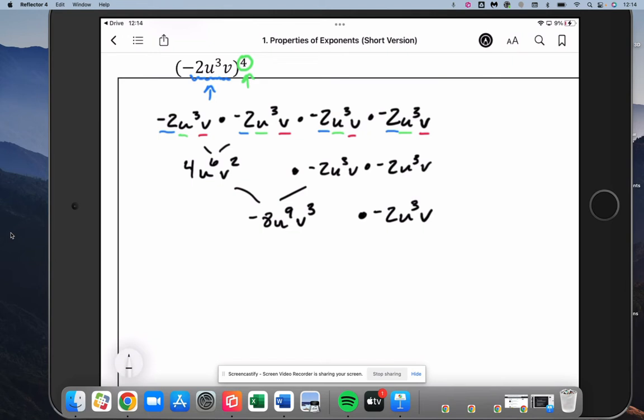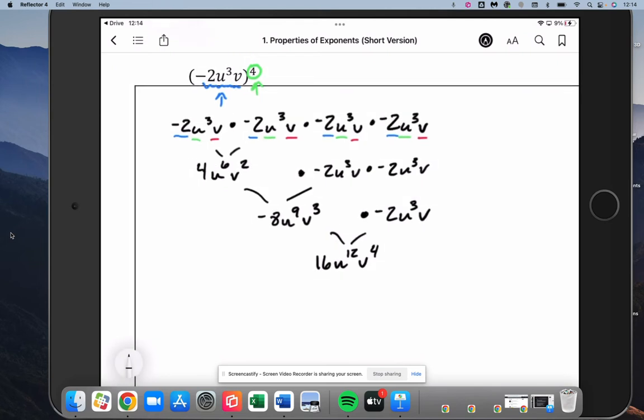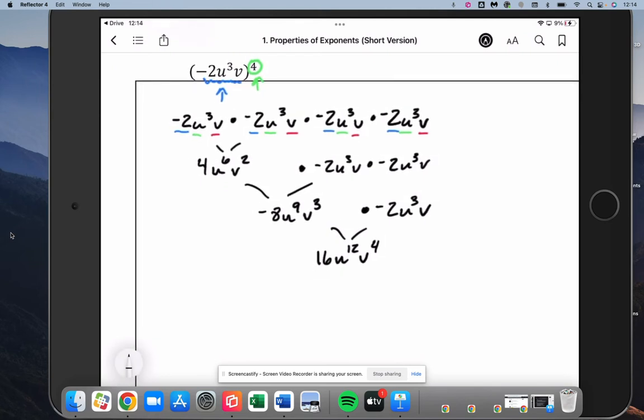Last step for me now. I'm going to be multiplying these two together. Negative 8 times negative 2 is positive 16. U to the 9th and u to the 3rd makes u to the 12th. V to the power of 3 and v will make v to the power of 4. So that's one way to go about this, and it kind of has a little bit more conceptual understanding built into it than the magic trick way of doing it.